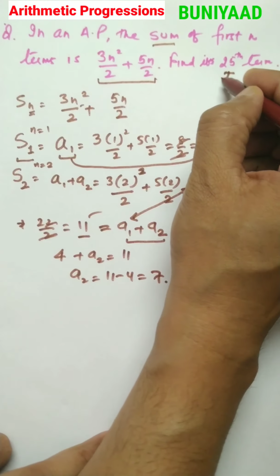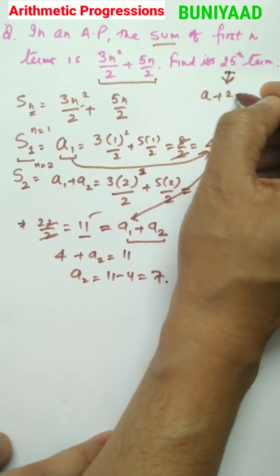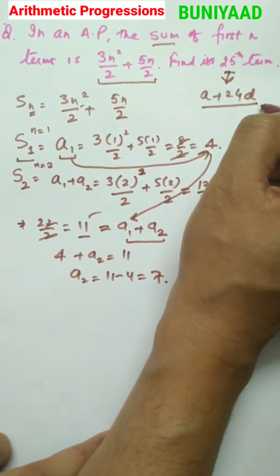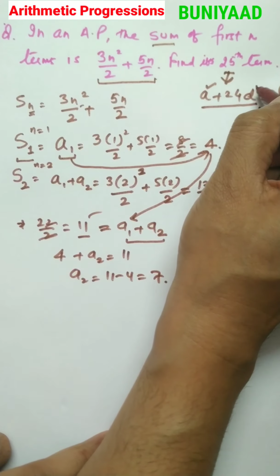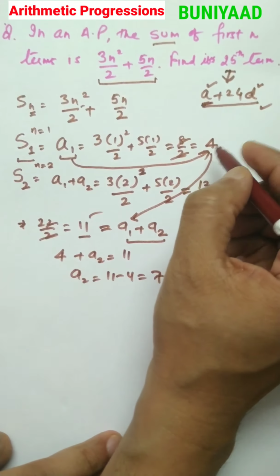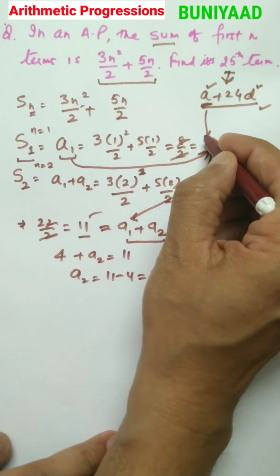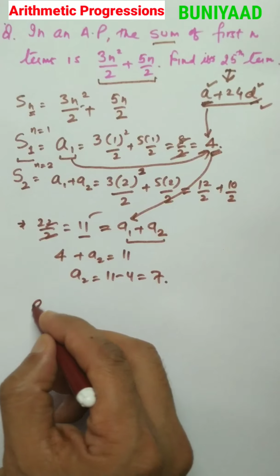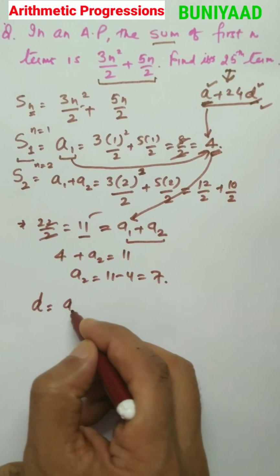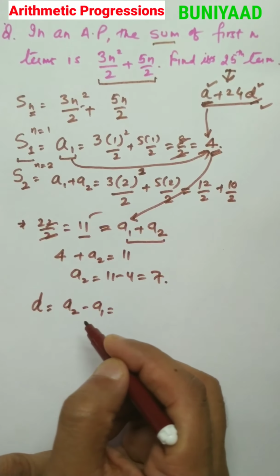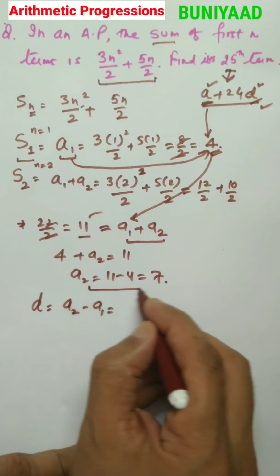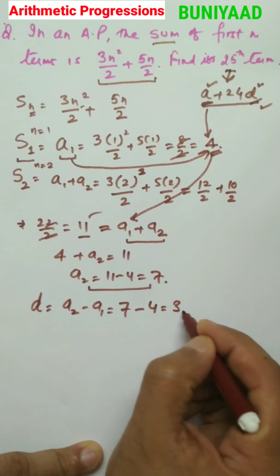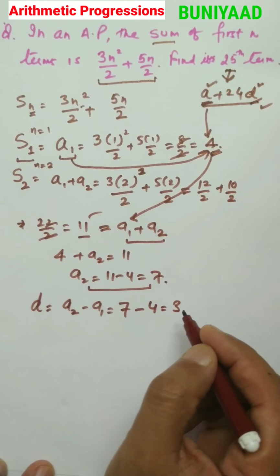So you have to find the 25th term. What does it mean? You have to find a plus n minus 1 d, that is 25 minus 1, that is 24d. So you need a, you need d. What is this a? This is the first term. You already have this term. What is that? 4. You don't have d. So now you have to find the value of d. You know how to find d? Common difference. This is the difference of second term minus first term, A2 minus A1. What is A2? 7. What is A1? The first term is 4. Now d is 3. You got 3.